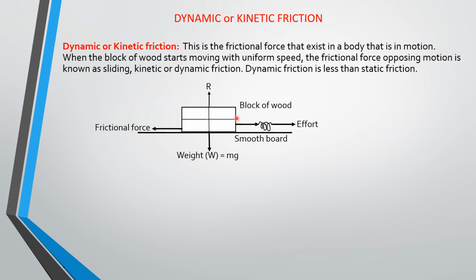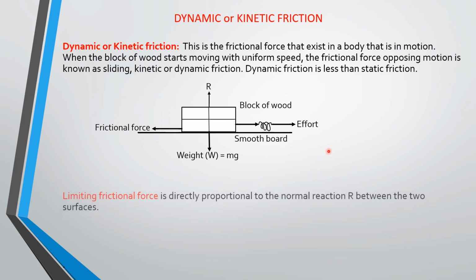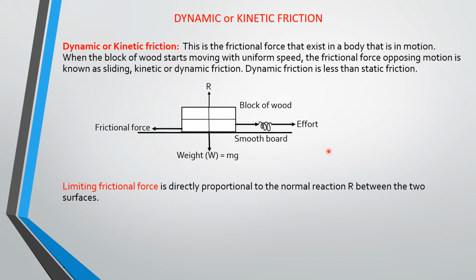If you look at it, you find out that dynamic friction is actually less than static friction, right? Dynamic friction is friction that exists on a body that is already in motion, while static friction is the frictional force that must be overcome before a body can just start to move. So dynamic friction is less than static friction. Is that okay? So that is what is called dynamic or kinetic friction.